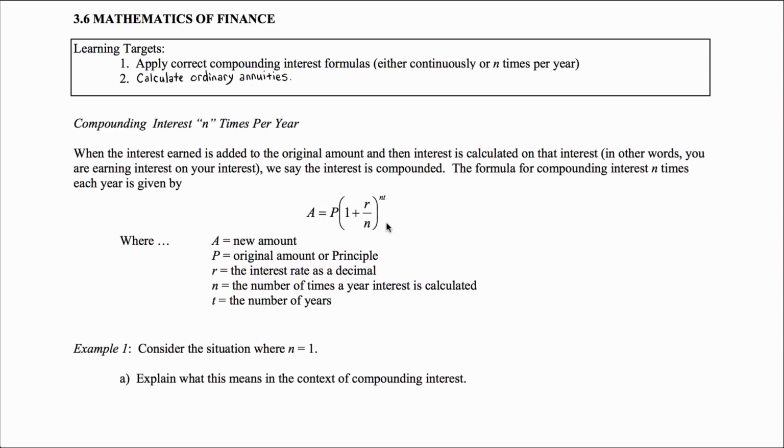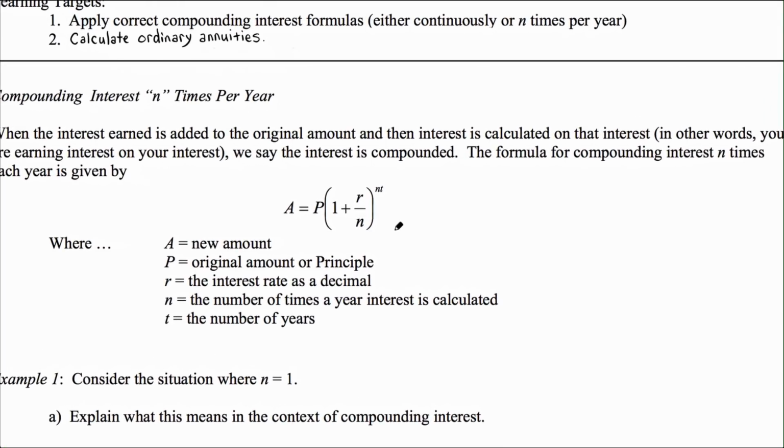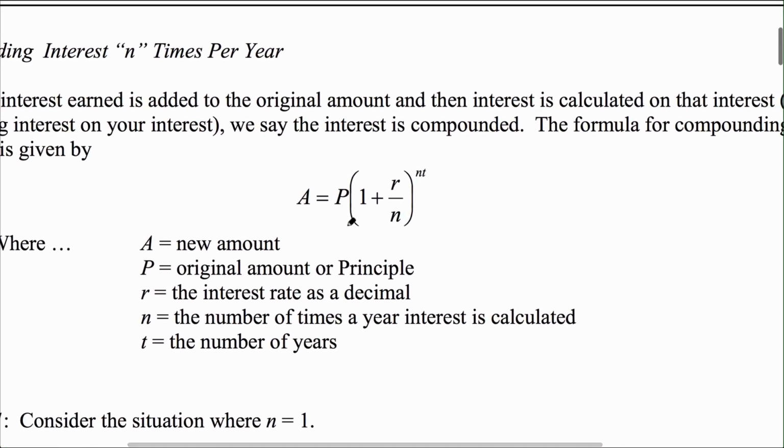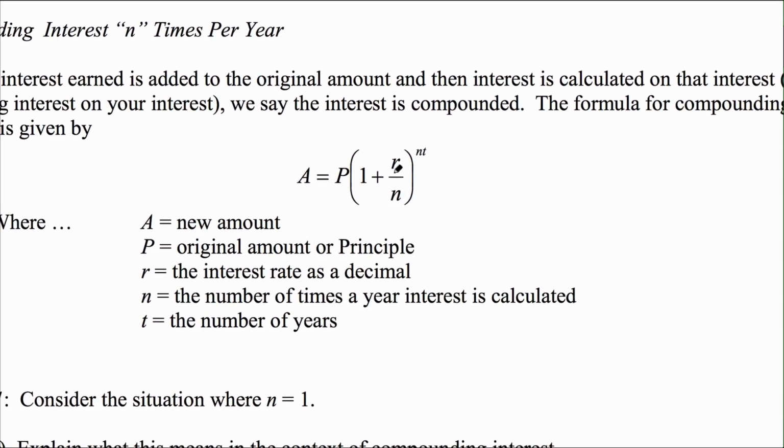We'll start with our compounding over a certain compounding period formula. This is our A equals P times 1 plus R over N to the NT formula, where A is our new or our final amount, P is our original amount or our principal amount, our down payment, R is the interest rate as a decimal, N is the number of times a year the interest is calculated, and T is the number of years the money sits in the account accruing interest.